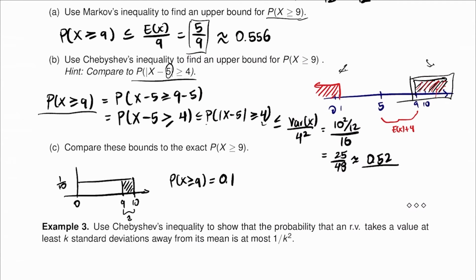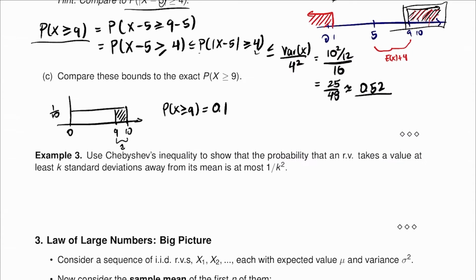Okay. And finally, let's see this example. Use Chebyshev's inequality to show that the probability that a random variable takes a value at least k standard deviations away from its mean is at most 1 over k squared. So if we have the probability that a random variable takes a value at least k standard deviations away from its mean, it means if we take the difference between the random variable and the expected value, this should be at least k times the standard deviation.